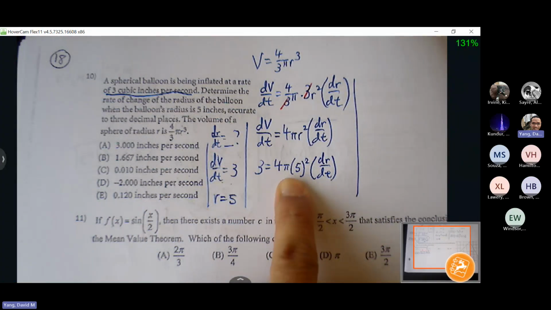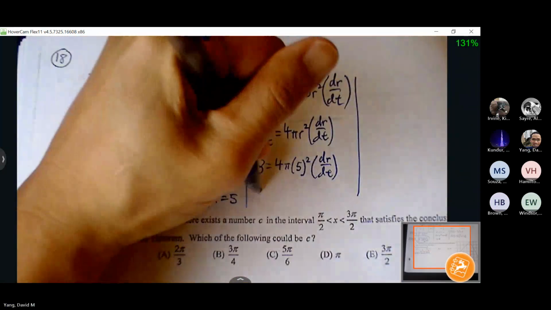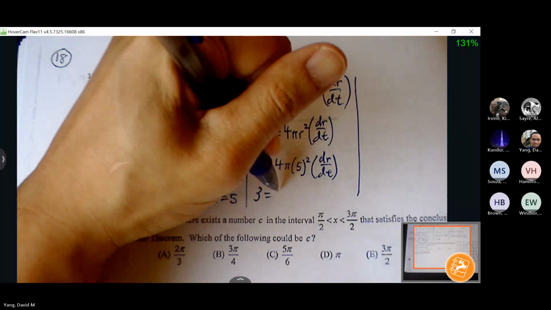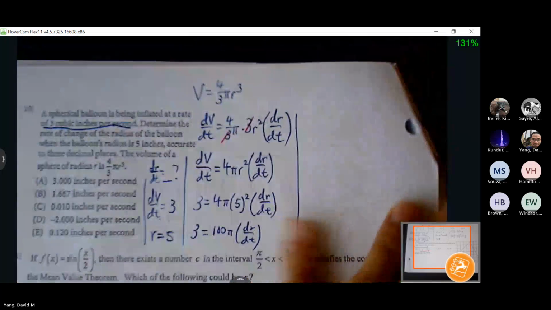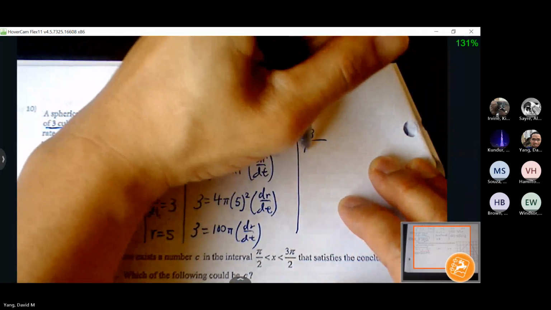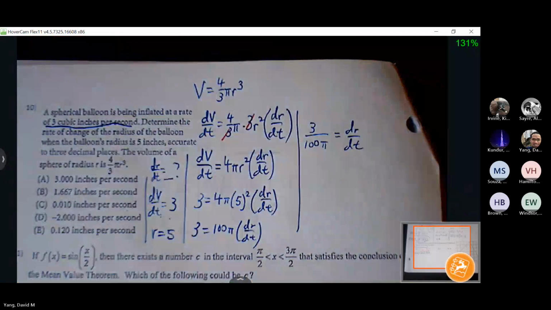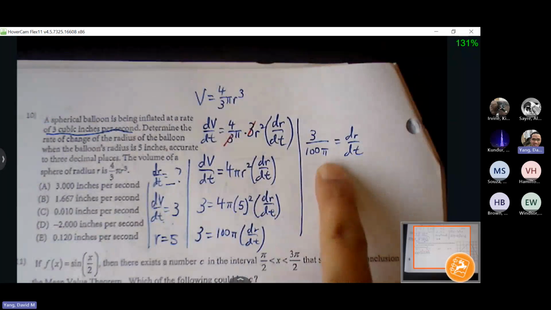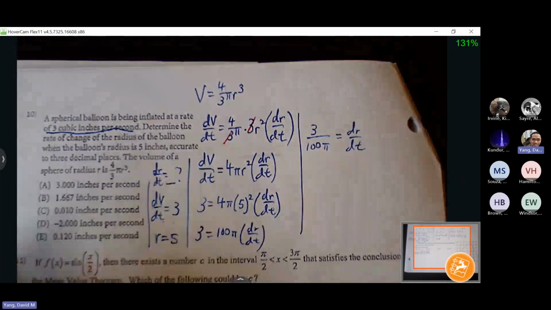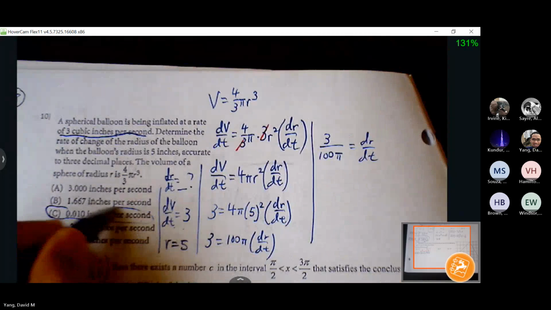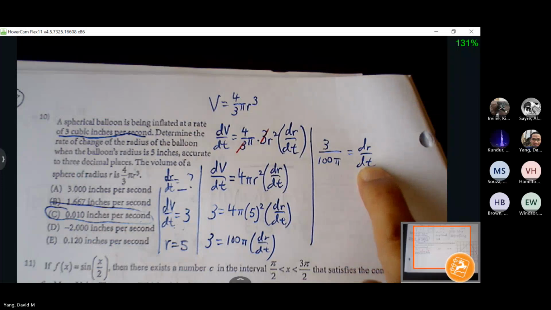Twenty-five times 4 is 100. So I have 3 divided by 100 pi. Plug that in the calculator. We'll get 0.0095, which can round to 0.010. Okay, we're talking about radius here. So we know radius is a one-dimensional unit, so inches per second.